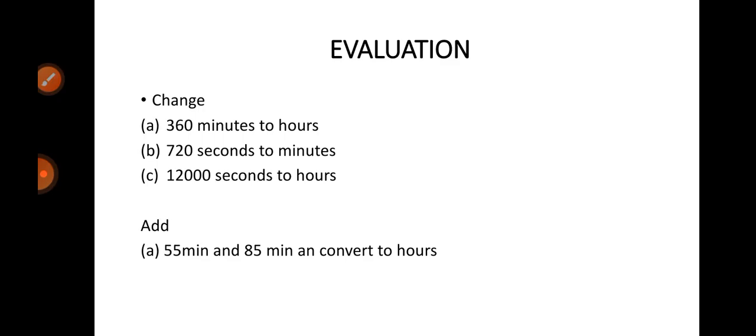So let's just look at our evaluation questions and we'll solve them ourselves. Change 360 minutes to hours. Change 720 seconds to minutes. Change 12,000 seconds to hours. Then add 55 minutes and 85 minutes and convert to hours.